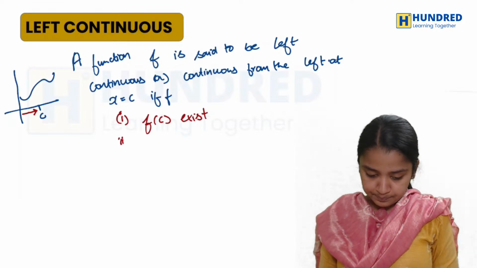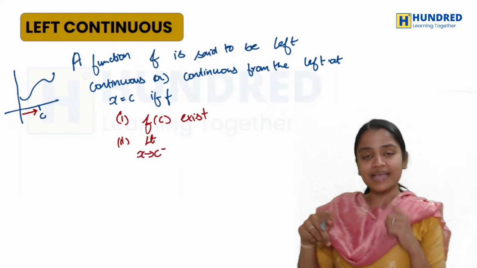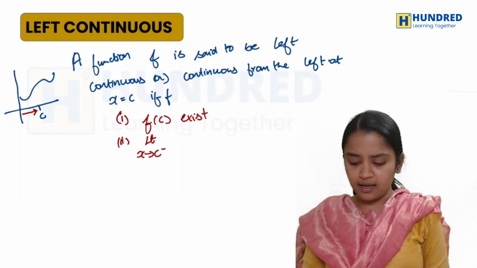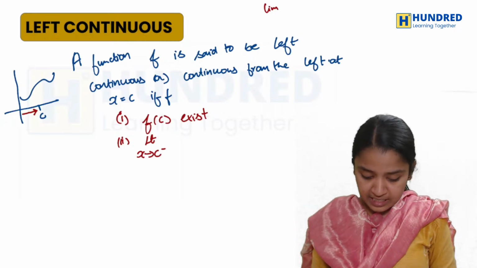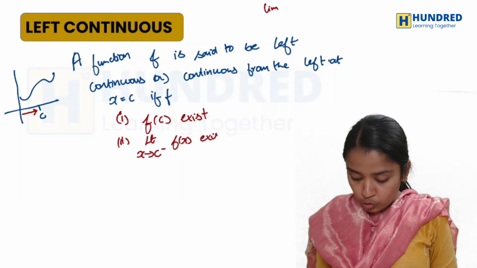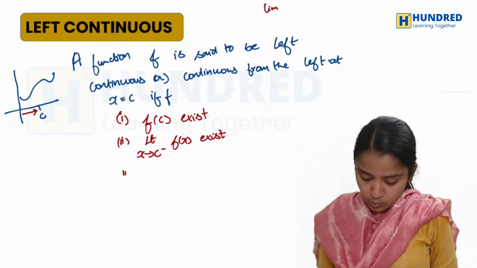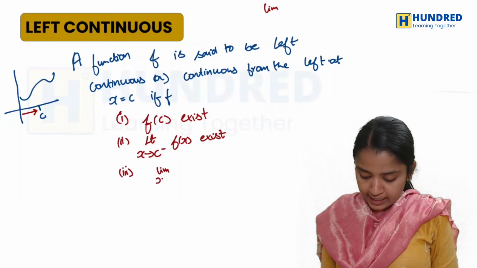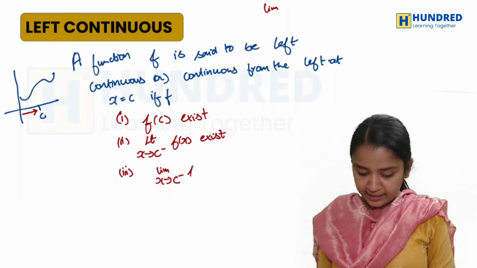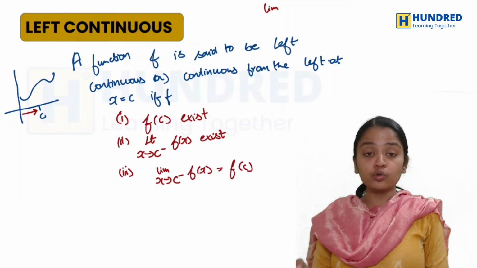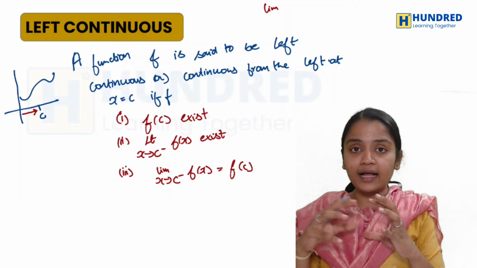Next, limit x tends to c minus f of x exists. I'm just writing it as lt; you can write it as lim also, or lt, for limit. So your left hand limit exists. The third condition is that the limit x tends to c minus f of x, the value of your left hand limit, should be equal to the function value at the particular point.